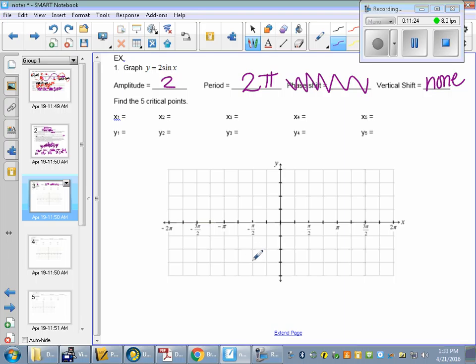So when I'm graphing it, the very first thing I want to do is graph my midline. The center of my graph is here on the x-axis. I did not shift up or down at all.